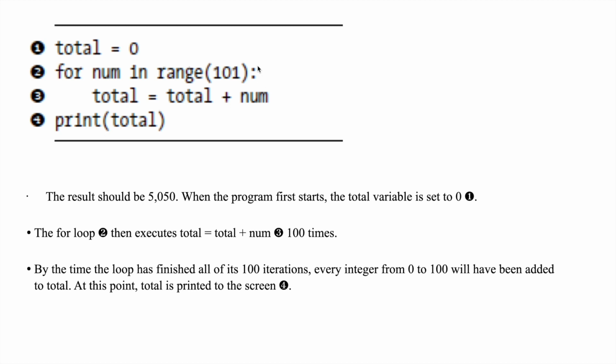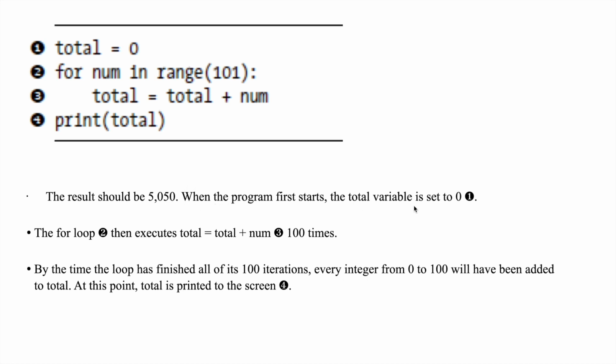After executing the for loop 101 times, first, initially, it will be what? 0 plus num. The number value starts from 0. 0 plus 0. Next, 1. 0 plus 1, total will be 1. 1 plus 2 is 3. 3 plus 3 is 6. It goes on for how many times? 101 times. So after repeating the for loop 101 times, the total will be 5050.